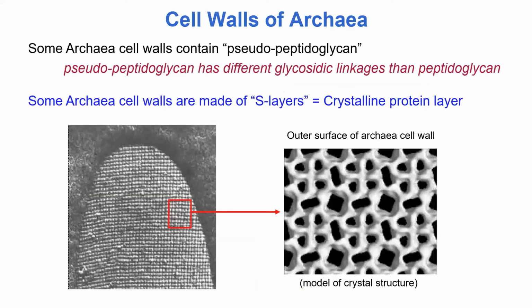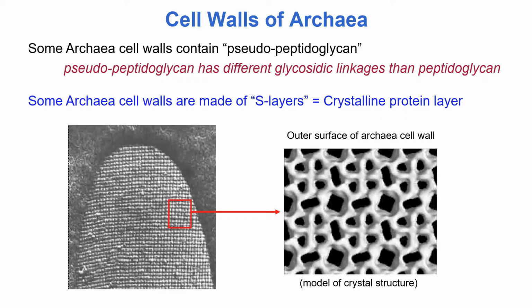So what about the archaea? I mentioned I'm not going to test you on the archaea cell walls, but it's worth talking about for a minute. They do not have peptidoglycan. Some of them have a carbohydrate that, if you're not a biochemist and you just look at it quickly, you might think is peptidoglycan. It's close enough that sometimes people call it pseudo-peptidoglycan, but it's not peptidoglycan because they're not bacteria. Some of them have these S layers.